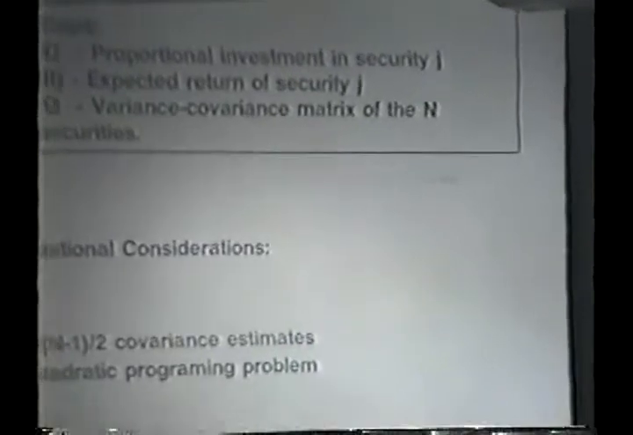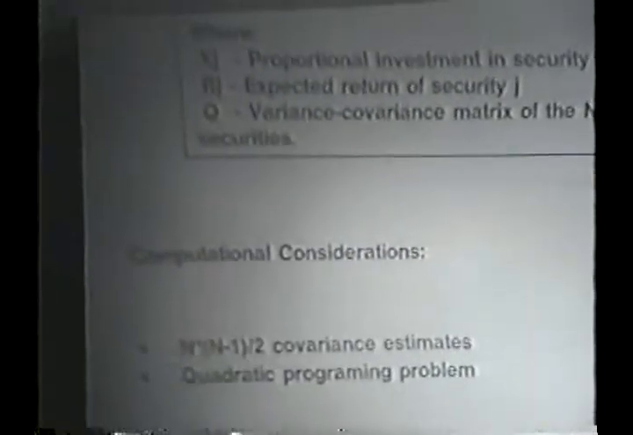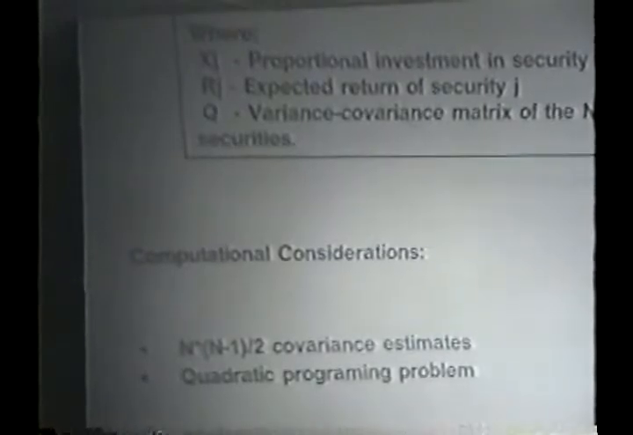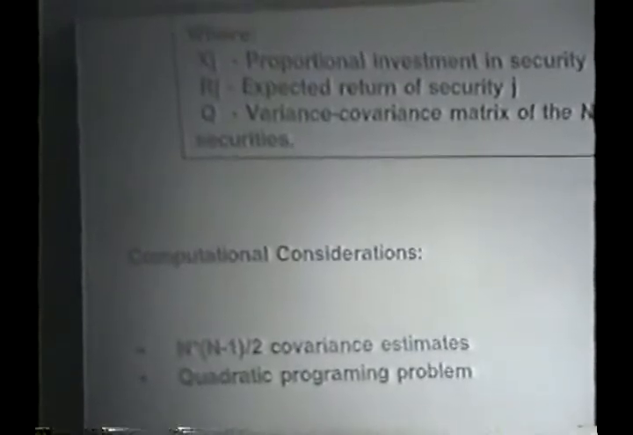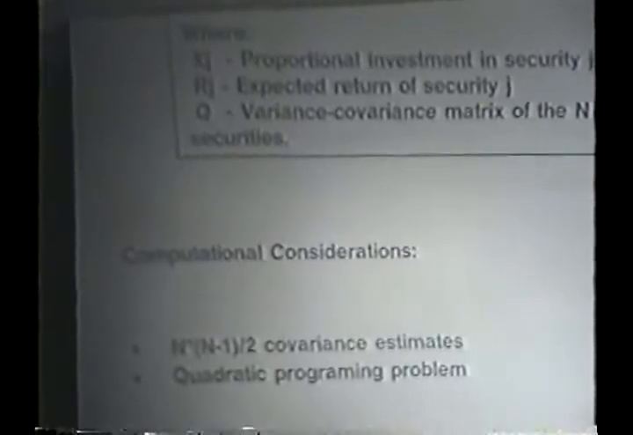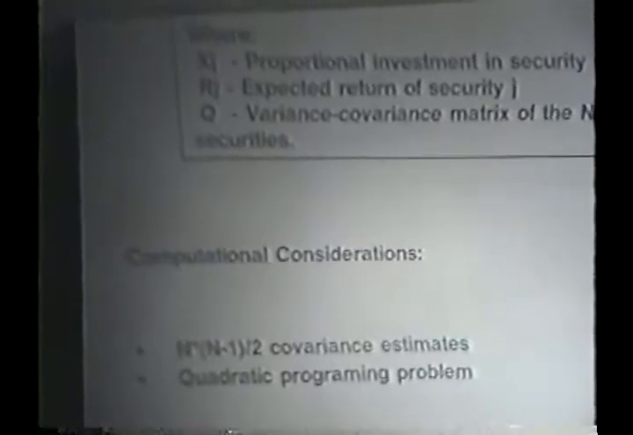Computational considerations: we have the matrix is symmetric, the covariance matrix, of course. So we have this number n times n minus 1 divided by 2 covariance estimates, and then we have a quadratic programming problem. By the way, the same program is also running on the vector machine.